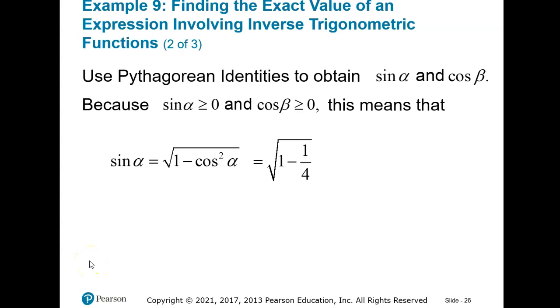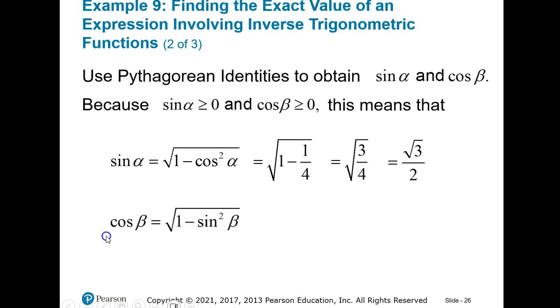Alpha was a half, so squaring cosine of alpha was a half. So squaring that would give me a fourth. 1 minus a fourth is 3/4, and the square root of 3 is not a perfect square, but the square root of 4 is. So we can make that look like the square root of 3 over 2. So there's the sine of alpha.